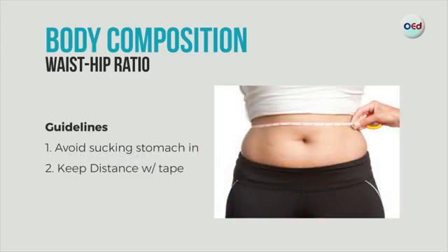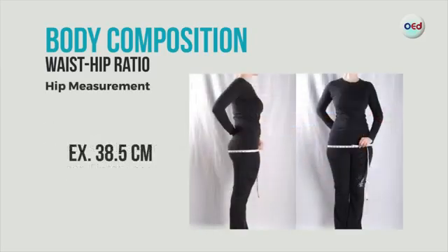Here are some notes that you might want to remember for you to have more accurate results. First is to avoid sucking your stomach in and just relax your abdominal area. This way, you can really get your correct waist measurement. And always, make sure that there is at least a finger or 2 finger distance between the tape measure and your body. Avoid wrapping the tape measure too tight on your body. Otherwise, you will find this very uncomfortable and your results will be very inaccurate. Now, let's proceed to the next process of the test.